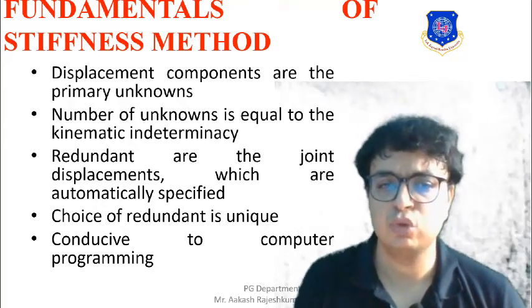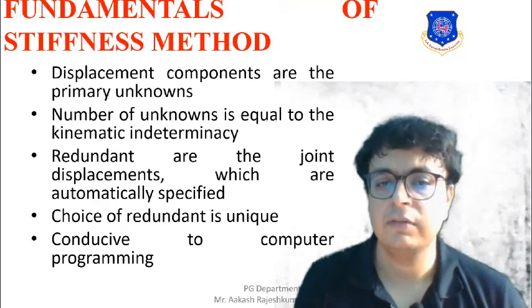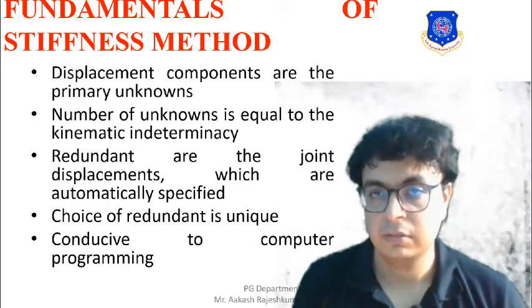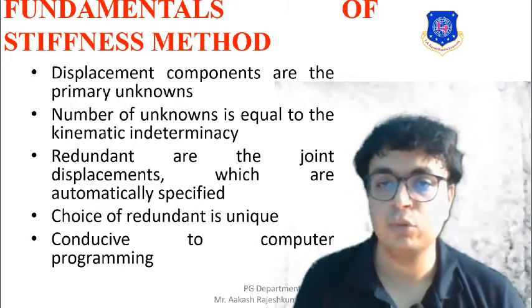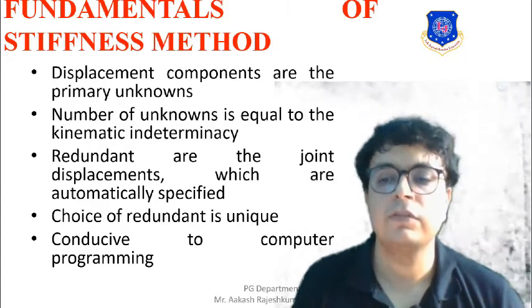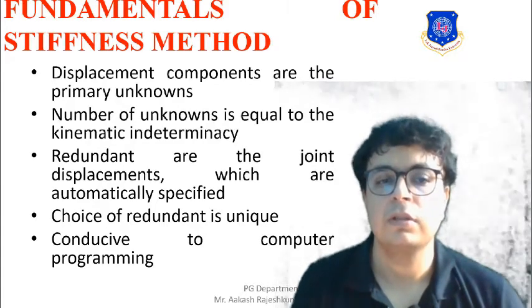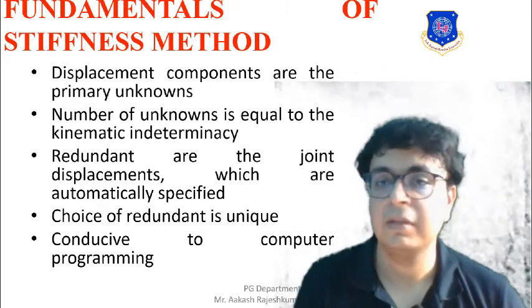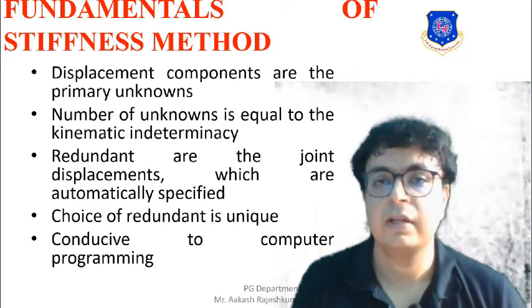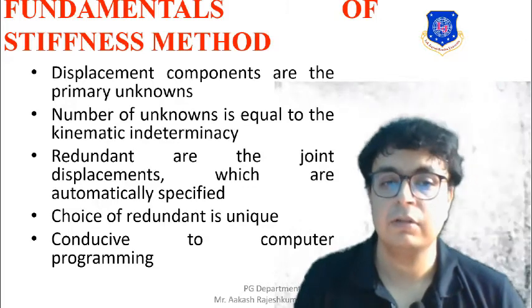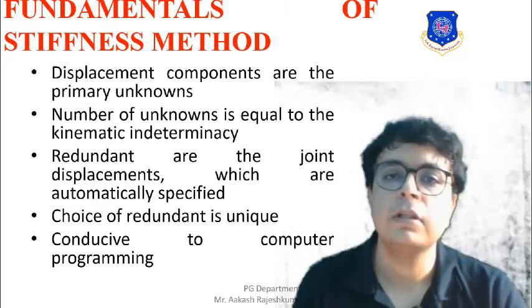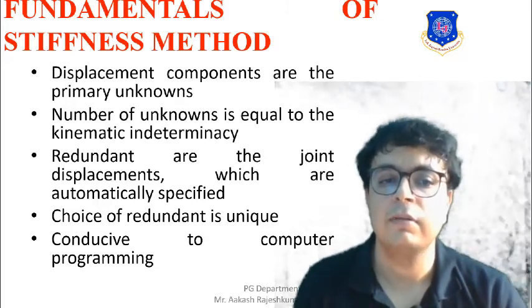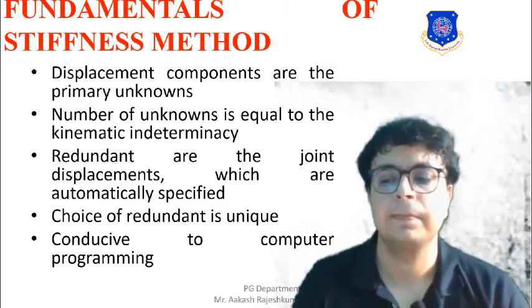The choice of redundant is unique. The choice of the redundant that is required to be found with the help of this stiffness method is unique, and it is conducive to a computer program. The stiffness method is a kind of matrix method through which we can analyze the structure. And for this, we can also use computer programming with which we can solve our example.